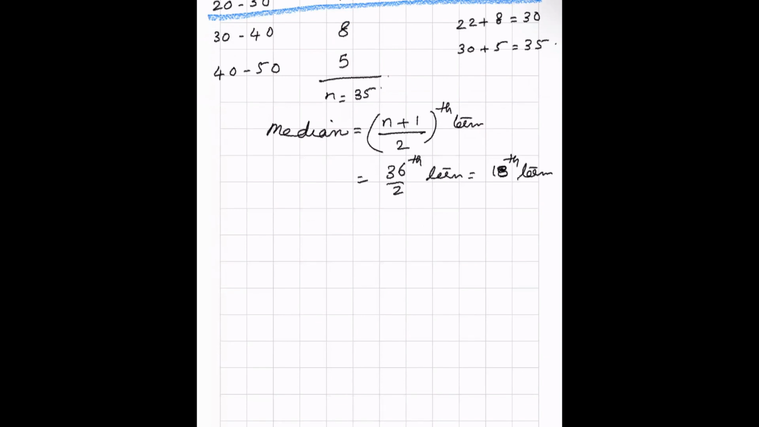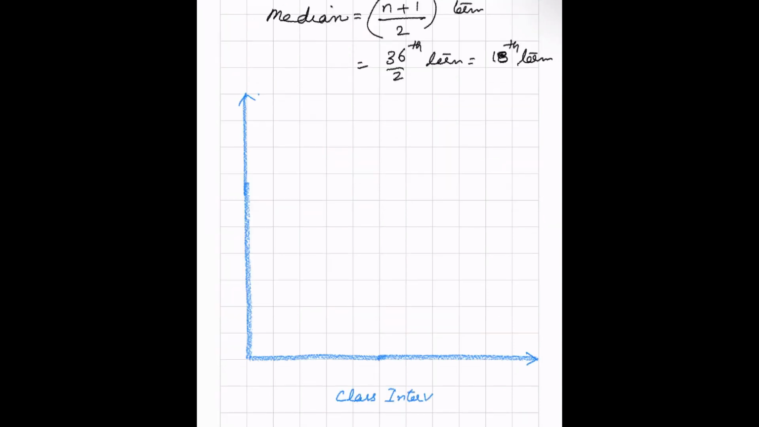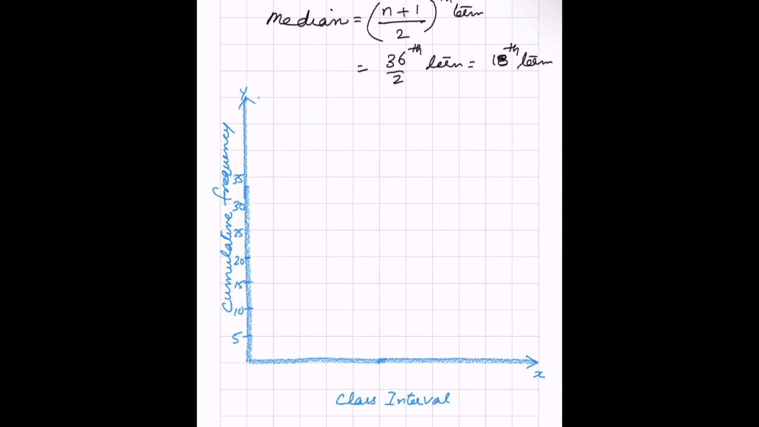Your class interval is going to be along the x-axis, and cumulative frequency is on the y-axis. Against the x-axis, you will draw the class interval. Against the y-axis, you will draw the cumulative frequency. As I told you, the maximum cumulative frequency is 35, so let me mark it as 5, 10, 15, like that. And against this, you can do 0, 10, 20, 30, 40, 50. That's it.